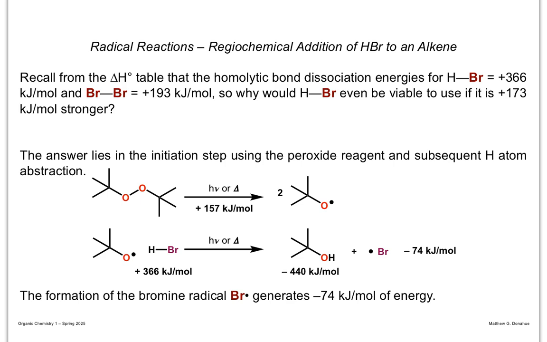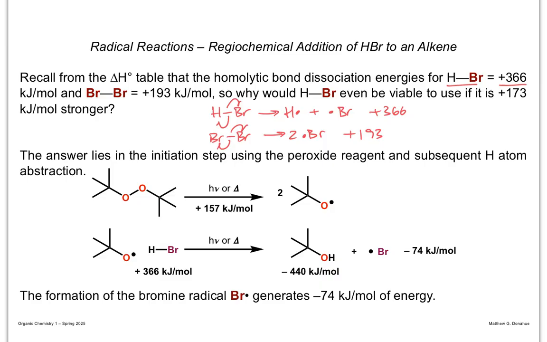So from our bond dissociation energy table, the homolytic bond dissociation energies, that big table with all the functional groups and the energies, HBr requires plus 366 kilojoules per mole to cleave. That is the homolytic cleavage. Compared to molecular bromine, which was plus 193, Br2 is a lot easier to cleave. So if you start from 0, you hit 193 before you hit 366.